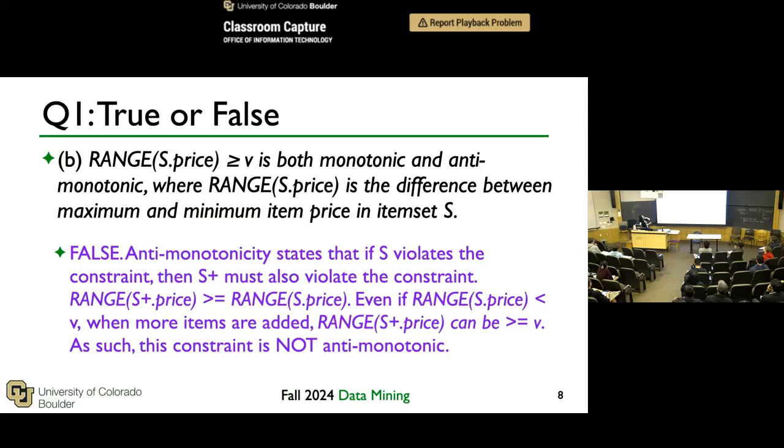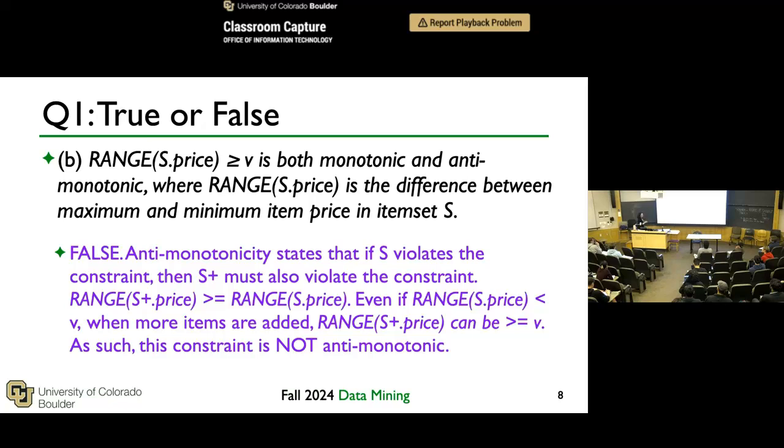Let's say we need to switch it. If the rule says the range is at most V, and currently it is within V, say V is 100, but my range can grow, then I say the current is less than or equal to V, but I cannot guarantee the superset would also be less than or equal to V. So it is not monotonic.